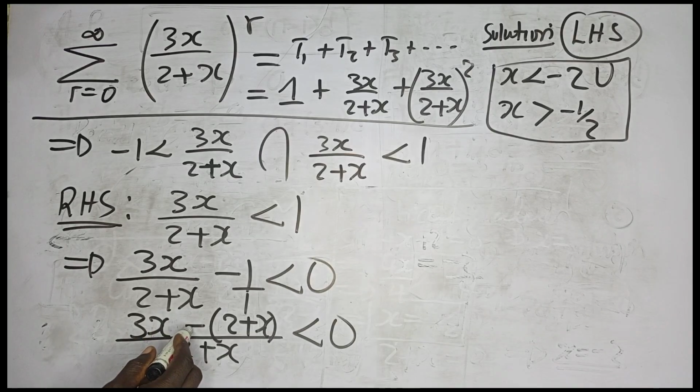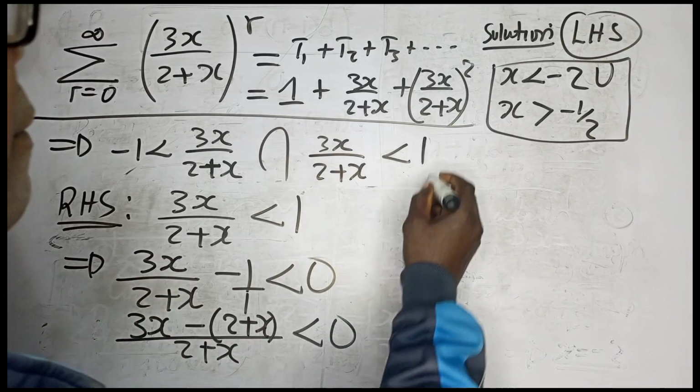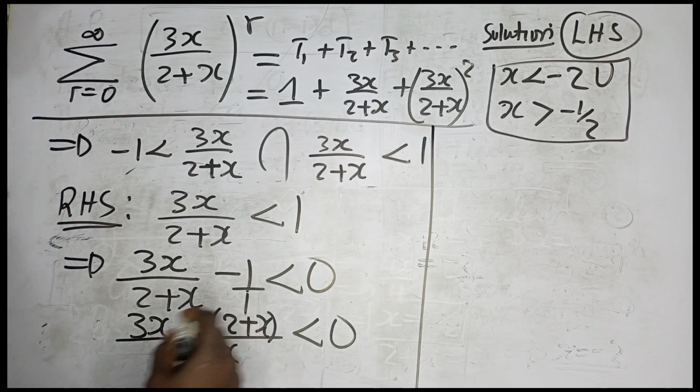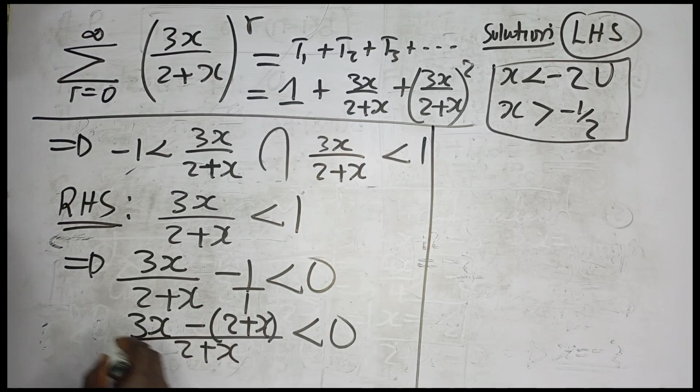This negative has to affect every member in that expression, so we'll put it in parentheses. That parenthesis is very important. If you omit the parenthesis, then the negative will affect only the 2 and it will not affect the x. Very, very important.